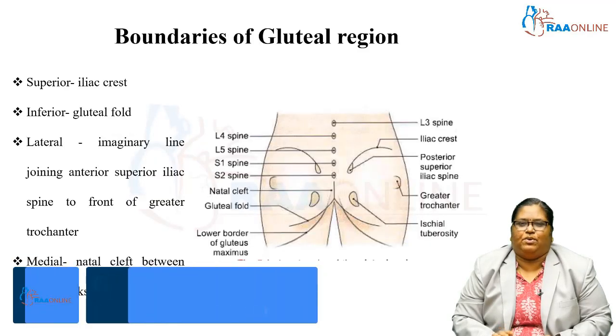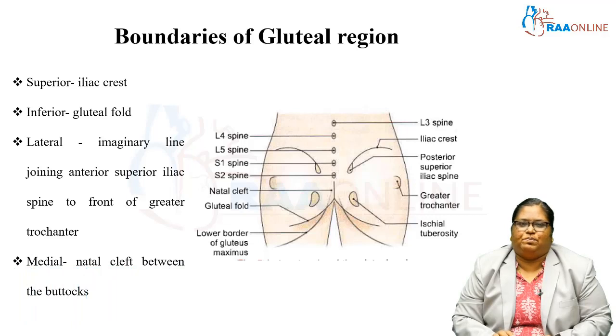Now we'll see what are the boundaries of the gluteal region. Superiorly it is bounded by the iliac crest, inferiorly by the gluteal fold, laterally by the imaginary line joining the anterior superior iliac spine to the front of the greater trochanter, and medially by the natal cleft between the buttocks.